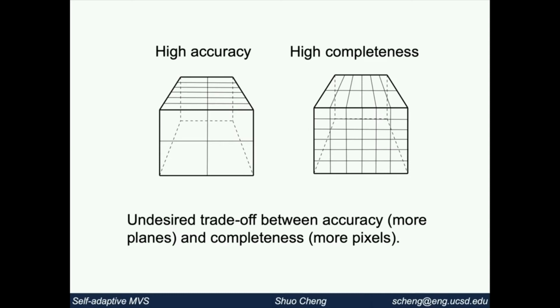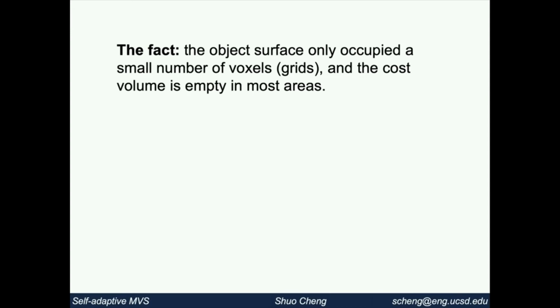To achieve high accuracy, you need to sample a large number of depth hypotheses along the camera ray direction. And to achieve high completeness, you need to predict a depth map with very high resolution. And with limited memory, there is an undesired trade-off between the accuracy and the completeness. And we know the fact that the object surface only occupies a small number of voxels, and the cost volume is empty in most areas.